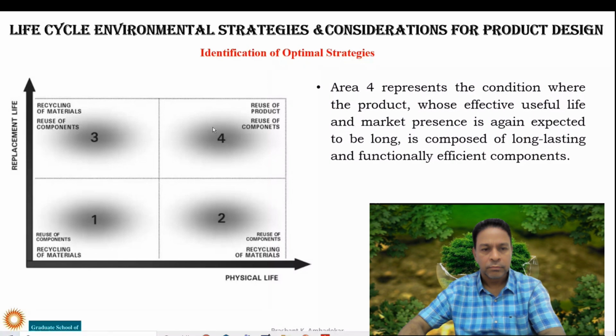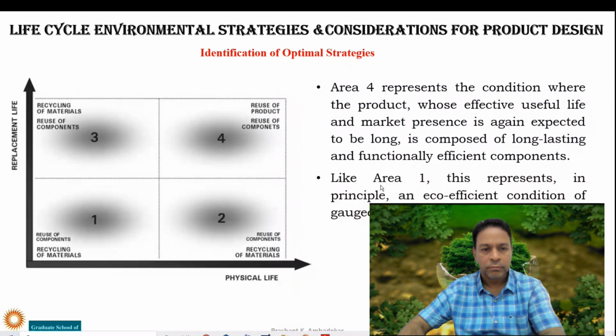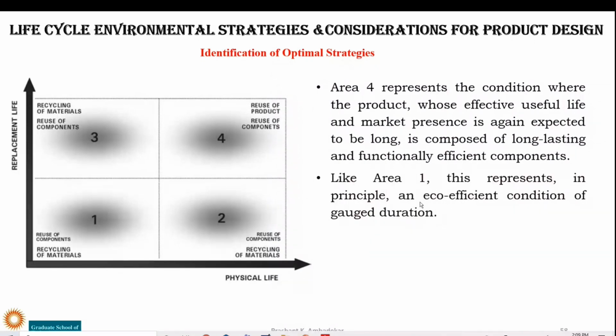So the first and fourth zones are the zones where the design is perfect, and if you are designing a component in zone 3 or zone 2, it means your design is not correct, your design is wrong. So this is the optimal strategy that has to be followed. So like area 1, this represents, in principle, an eco-efficient condition. This one.